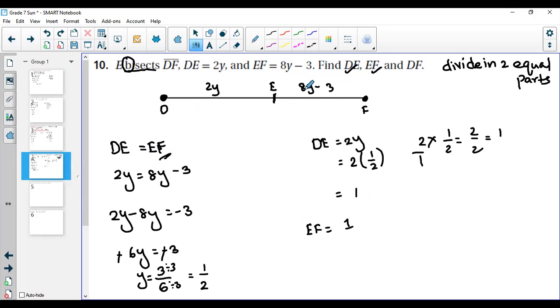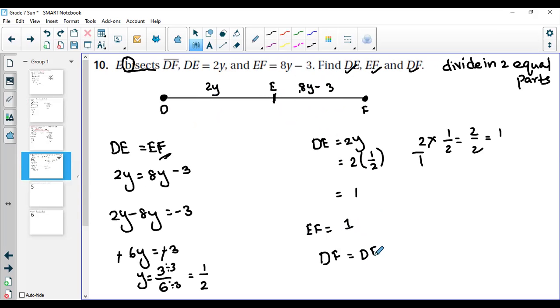So either you multiply 8 with half and minus with 3, you will get the answer as 1. Or you simply say E is equal to F, E and F is equal to D and E. That's going to be the same. So EF is also going to be 1. Let's find the distance between D and F.